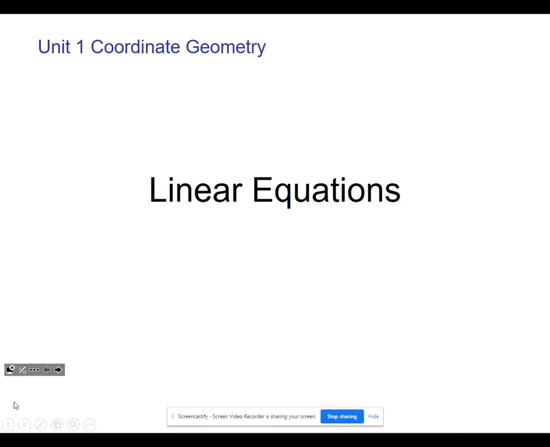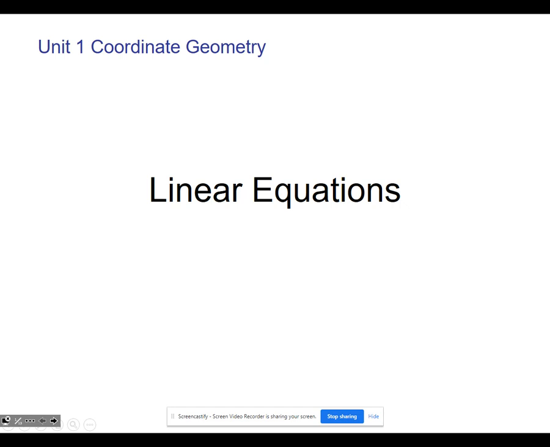All right, good morning, everybody, and welcome to the first lesson in pre-calculus. The first unit that we'll look at in the next week or two is all on coordinate geometry. And specifically, to begin with, we're going to talk about linear equations. Now, the nice thing is, I don't think you're going to learn anything new today, all right?